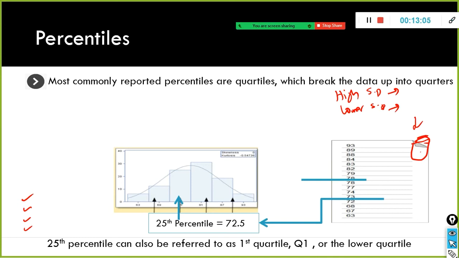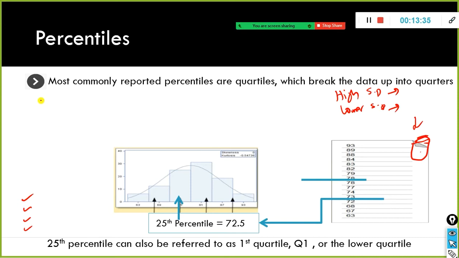So you must have heard about this term, right? On the GATE exam or some other exam, they use this term, percentiles. So what is percentile? The most commonly reported percentiles are quartiles, which break the data up into quarters.